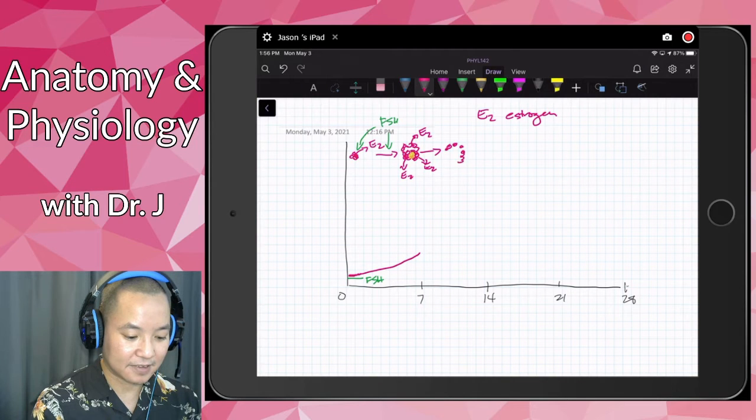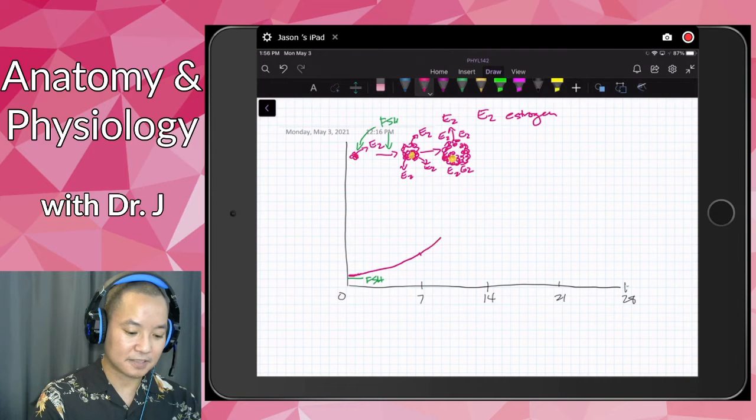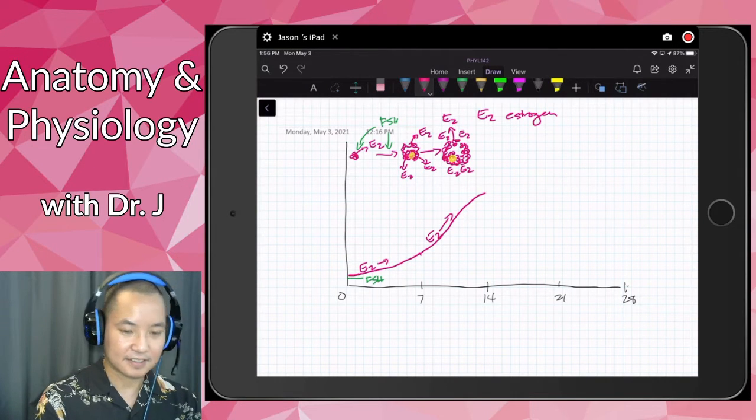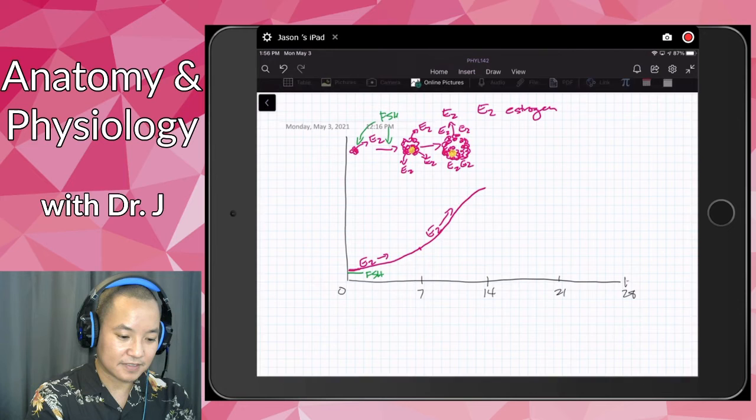FSH is still there in the background. Now you're getting bigger follicles with more granulosa cells. And as this follicle gets bigger, it's going to crank out even more estradiol. So that's what we have here. So as this follicle gets bigger, this estradiol increases, and increases. So the interesting thing is that FSH will increase eventually.